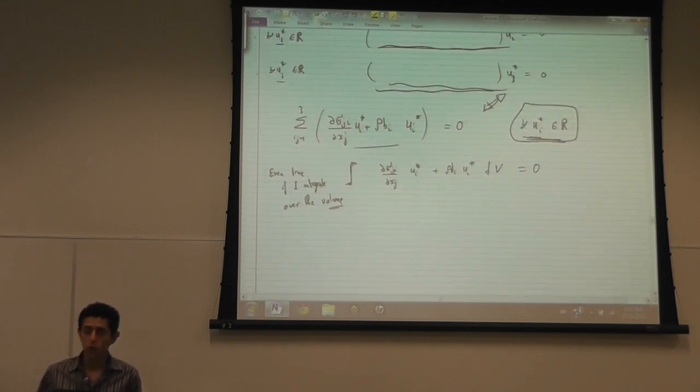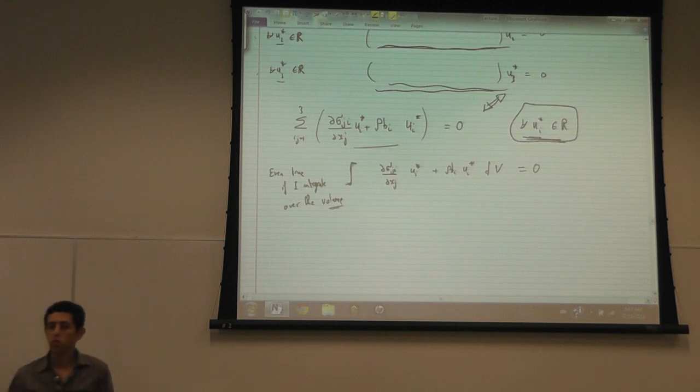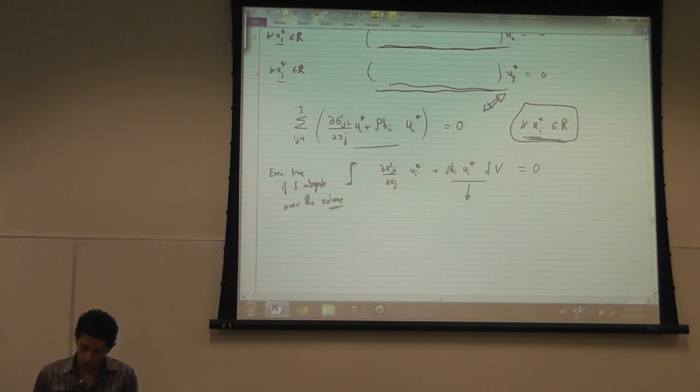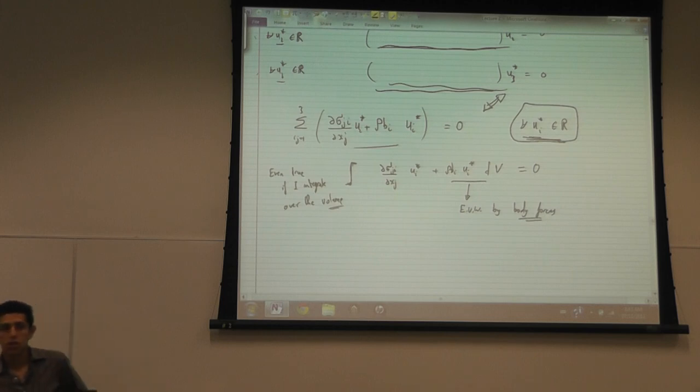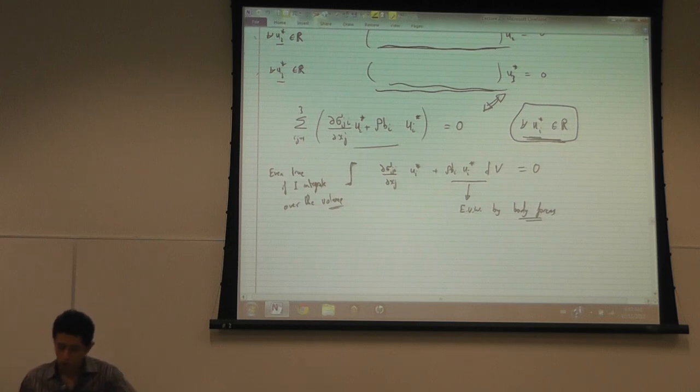Now from here, I'm going to do a little bit of small manipulation, similar to what we did in the Galerkin method, to show that the internal virtual work is equal to the external virtual work. Right now, I have this as what we call external virtual work by body forces. Rho B, the body forces acting on the object, multiplied by a vector with components u1, u2, u3, so this is the dot product. And so this is equal to the external virtual work by the body forces rho B.